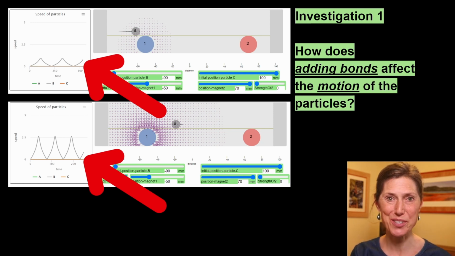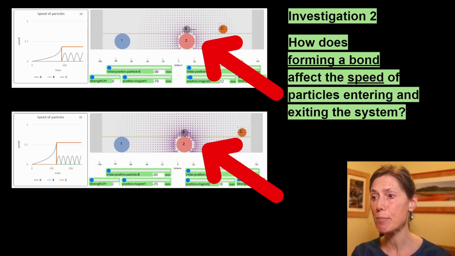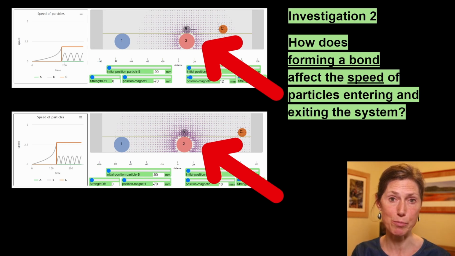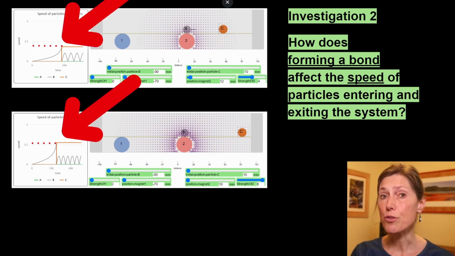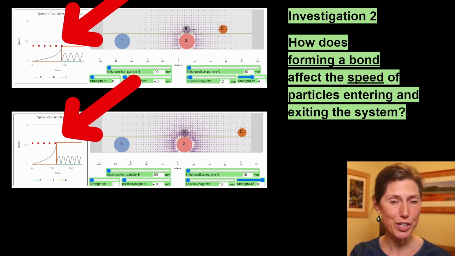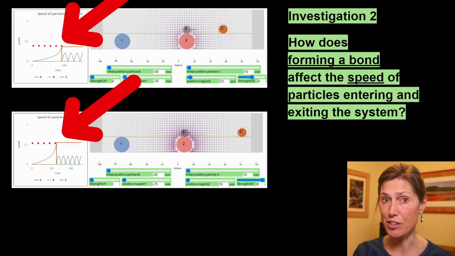to form a bond. Investigation 2, still part of lesson 9, how does forming a bond affect the speed of particles entering and exiting the systems? As the magnetic force associated with magnet 2 increases, the greater the speed by which particle C, colored here in orange, is leaving as a result of its collision with the magnetic marble B.